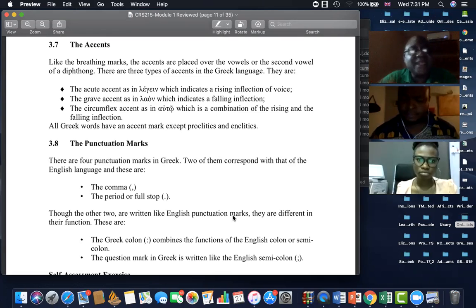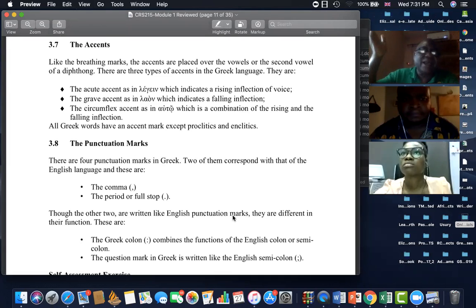There are three types of accents in the Greek language. The first one we call the acute accent. If you have your material with you, you will see the acute accent as in legein. You will see a mark on epsilon.